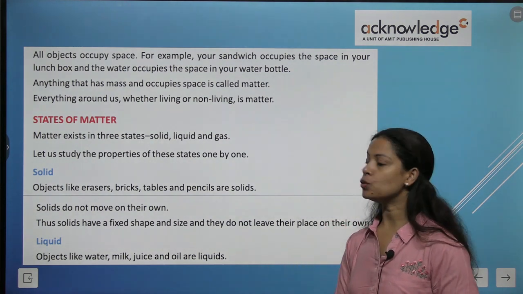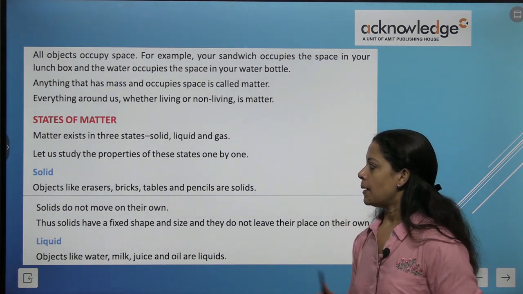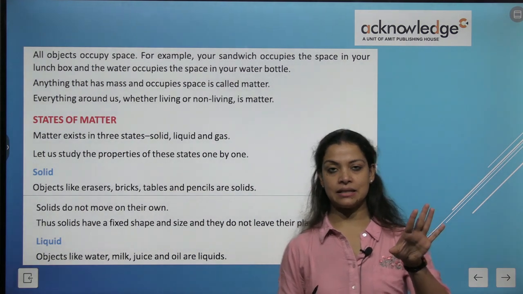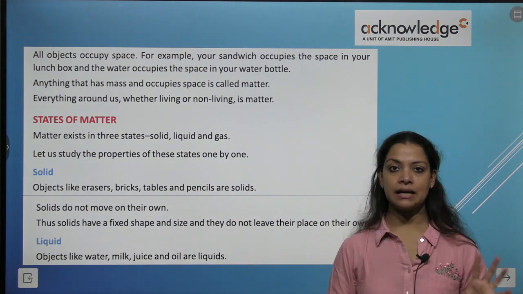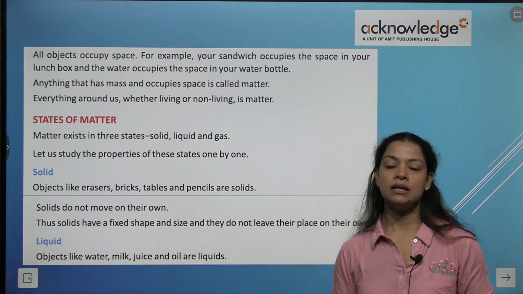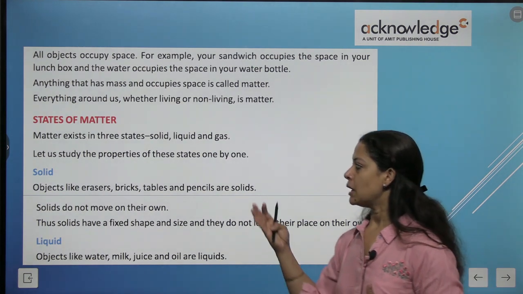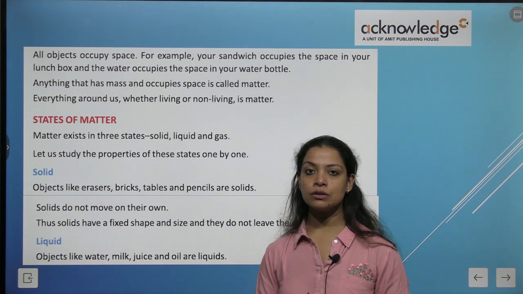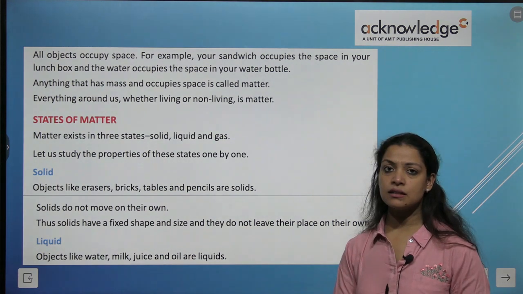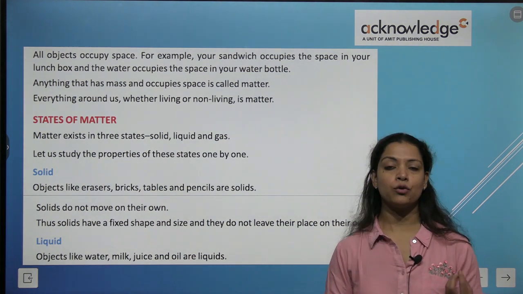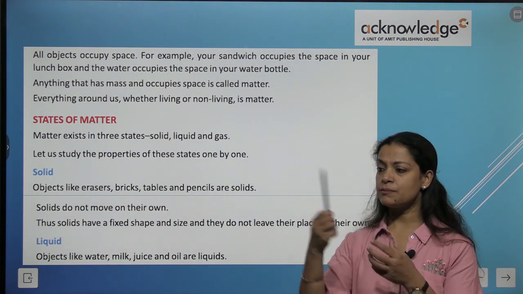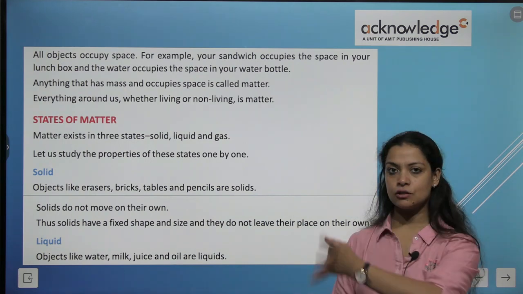Now we have to know about states of matter. Matter exists in three states: solid, liquid and gas. यही तीन states होते हैं जिसमें हम चीजों को देखते हैं. Let us study solids. कौन से होते हैं? Objects like erasers, bricks, tables, pencils, वो क्या हो गए? Solid हो गए. This pencil is a solid. This board is a solid.